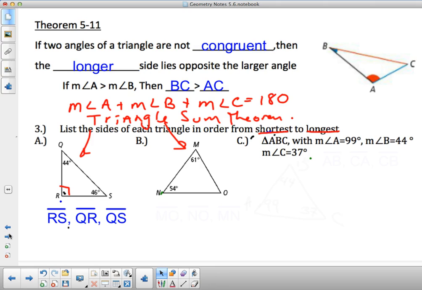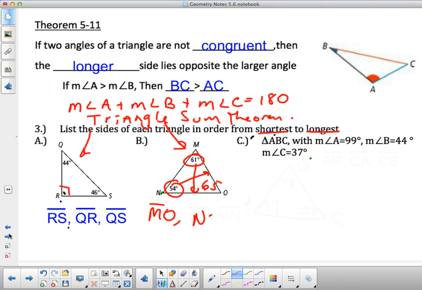Okay. Now, this next one, I got 54 and 61. Gosh, it looks like 65 is missing. Okay, so I've got a 65 going on there. And now I make the determination of which side is bigger and which side is the next smallest. And I got to start at the small one. So sides are directly related to angle measure. Angle's 54, that's the smallest angle, smallest side's MO. Next smallest side, the middle size, 61, NO. Last one, across from 65, MN.